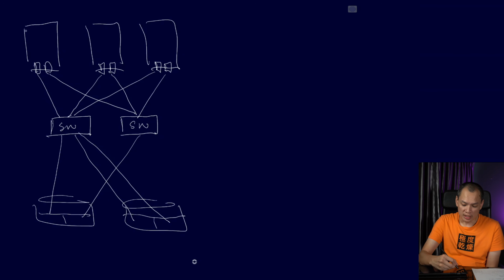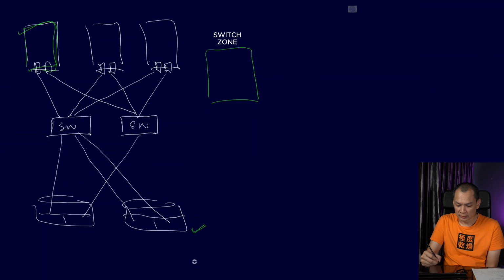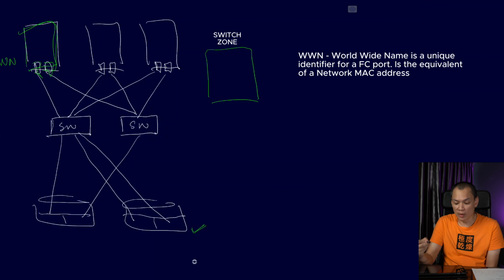So in this instance, let's say you have this particular server that only needs to access this storage here. What we do is create a zone profile and include the ports, and each port has a unique identifier, much like a MAC address. In the world of fiber channel, it's called WWN or worldwide name. You take the port's worldwide name and put it into a zone, and you also include the port worldwide names of the array. By doing that, this particular host will only have access to that particular storage.